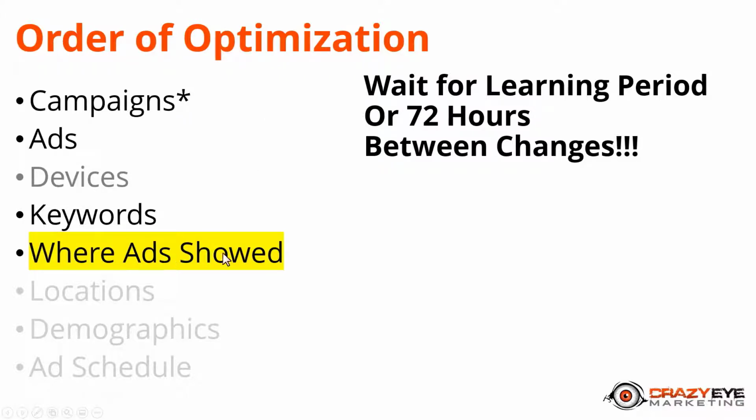And then with where ads showed, you can change this pretty much every day if you wanted to. Now you might not be spending enough to generate enough data to make decisions every day, but if you're spending enough, in theory, you could make changes every day to where ads showed. It's fine to edit this along with any of the other categories. If you mess with ads, you can also mess with where ads showed. Or if you mess with devices, you can also mess with where ads showed. Or you can just mess with where ads showed.